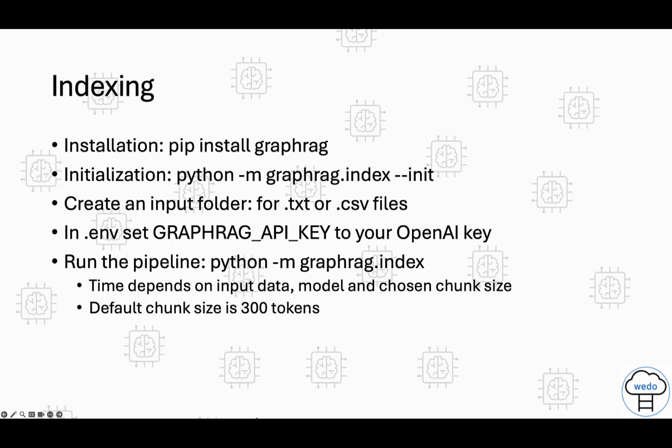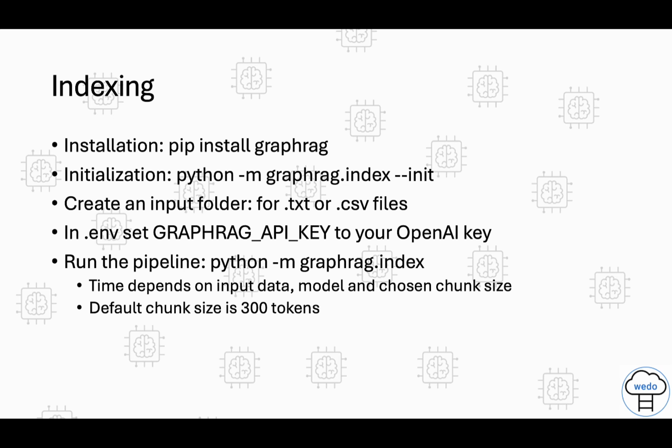Okay, that's the graph creation. But of course, we have to create our graph, and we do that during, let's say, an indexing process. Now, to actually install it, I won't show you how that's done. It's very simple. You just have to have a Python environment. You run pip install GraphRAG to install the GraphRAG package.